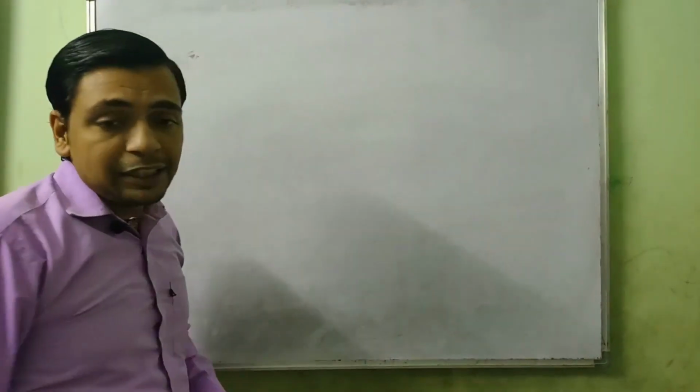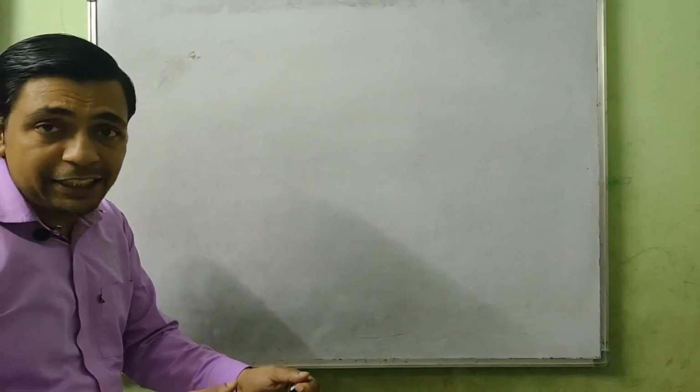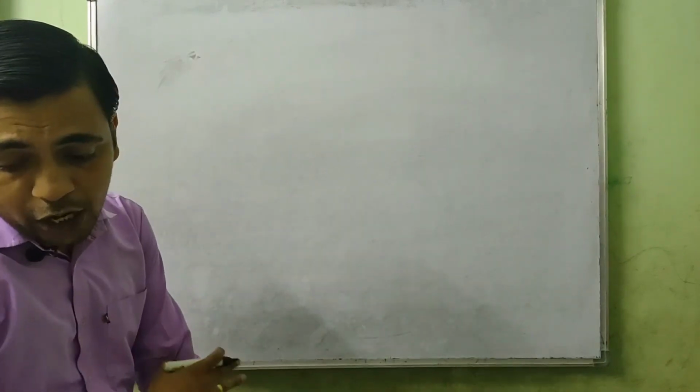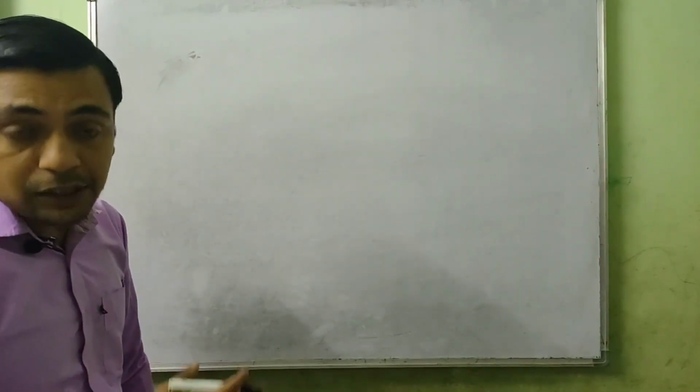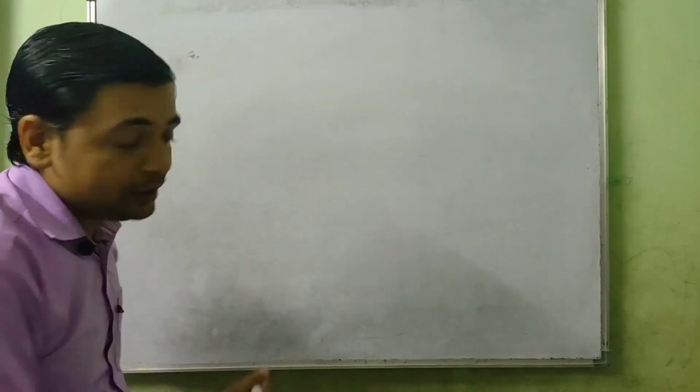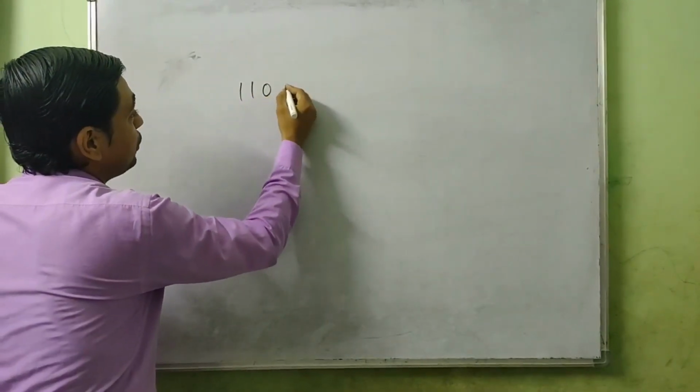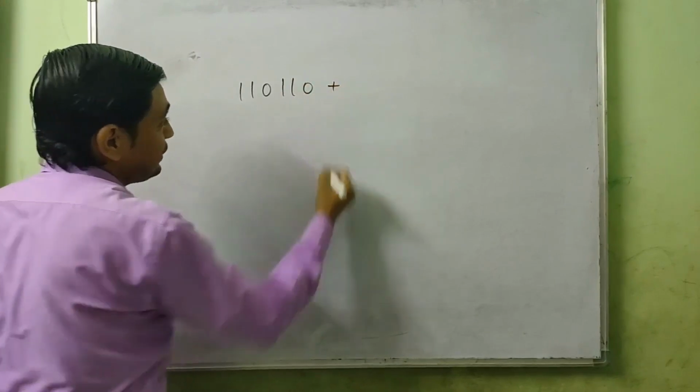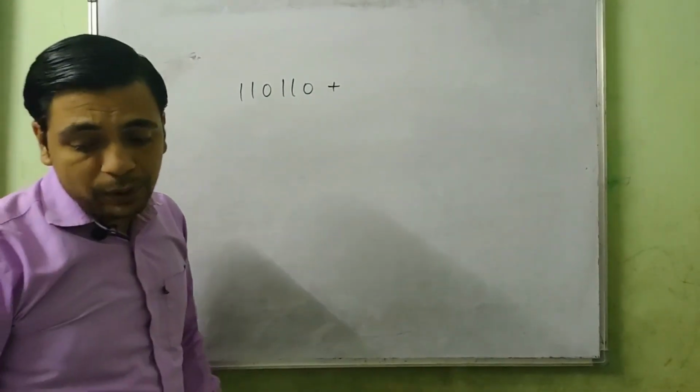Okay, so now let's perform some binary addition. Let's perform normal binary addition without any fractional part in it. The number is 110110, so 110110 plus 1100.